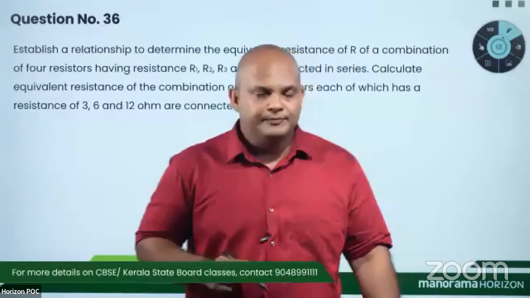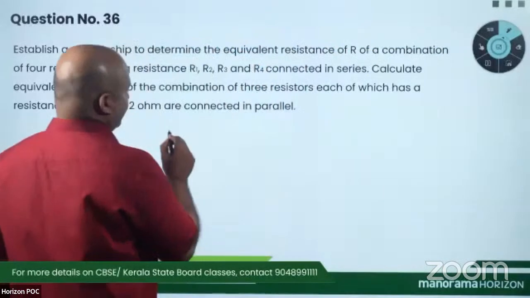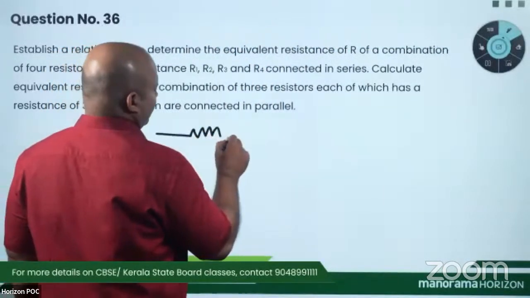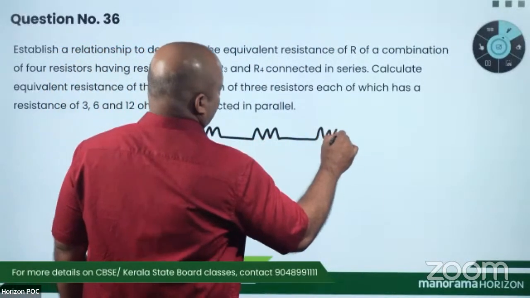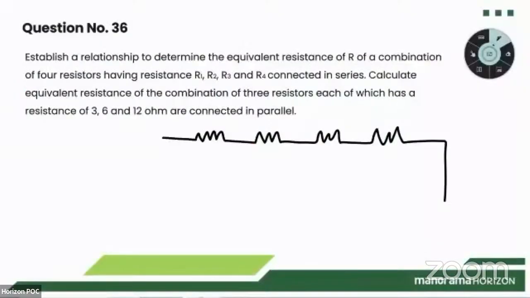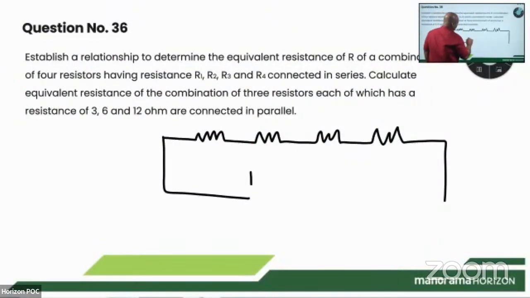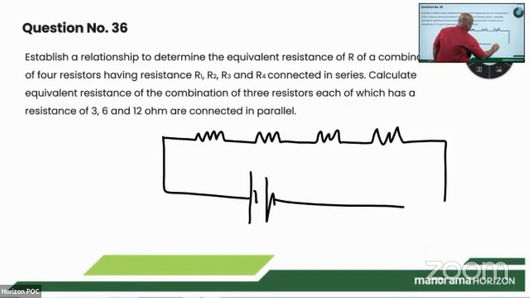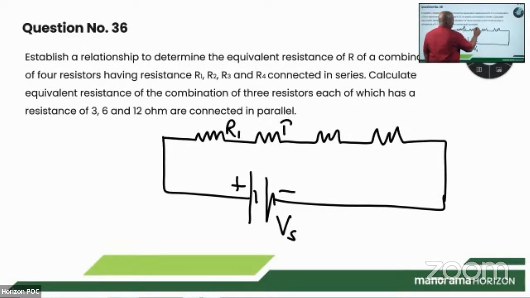So let us say that we have a circuit. So this is our circuit. Let's say this is the voltage. This is the source voltage, Vs. We have these resistances R1, R2, R3, and so on till R4.